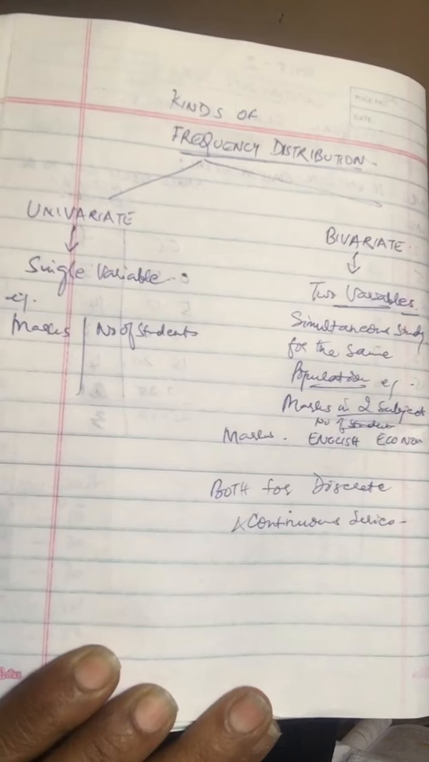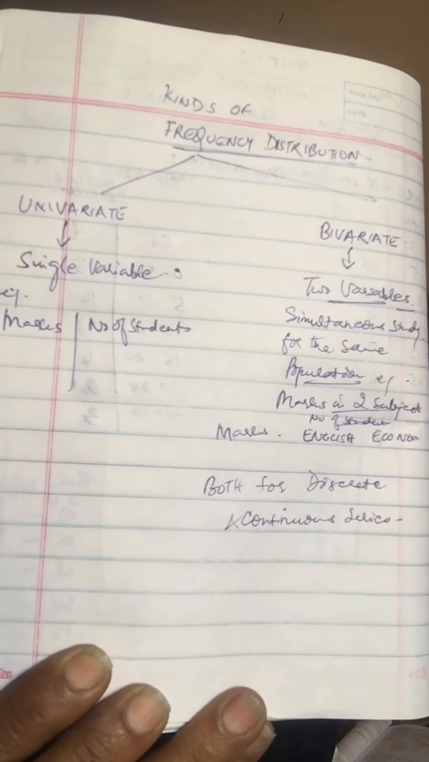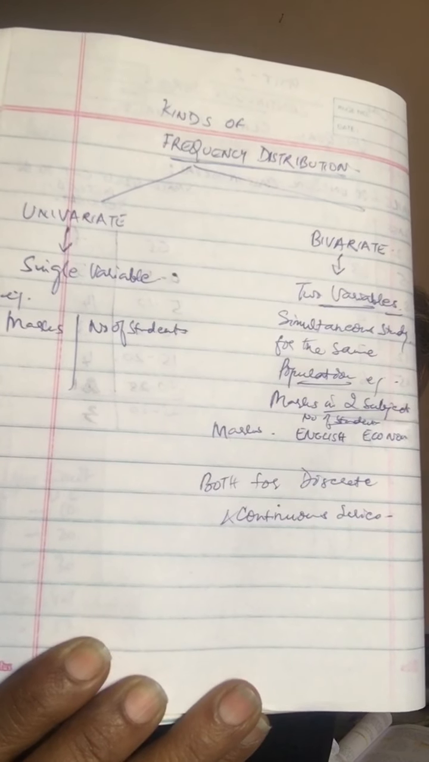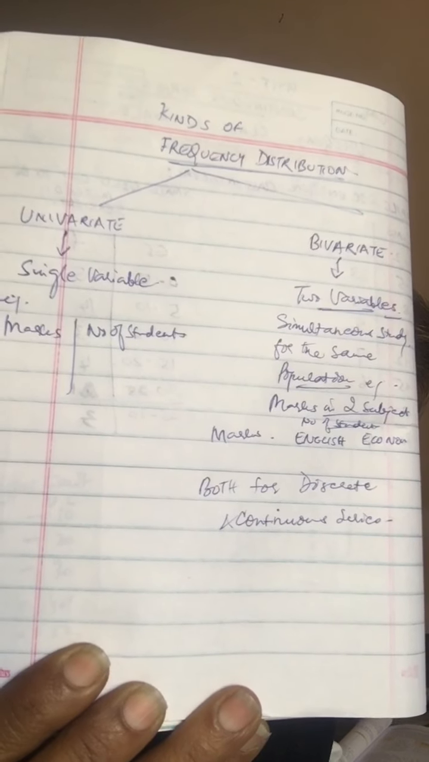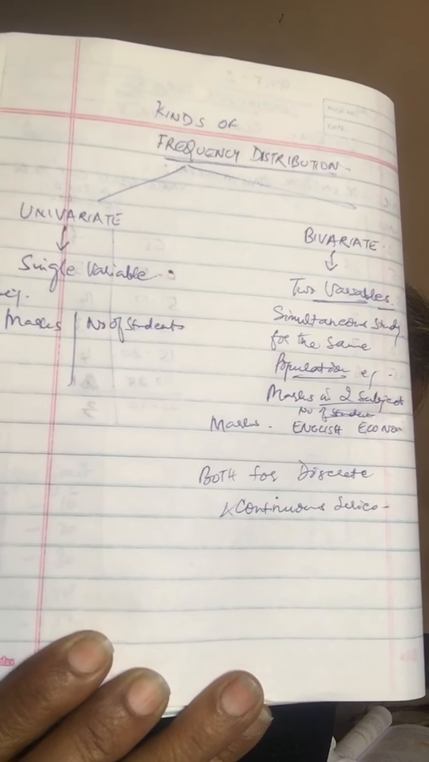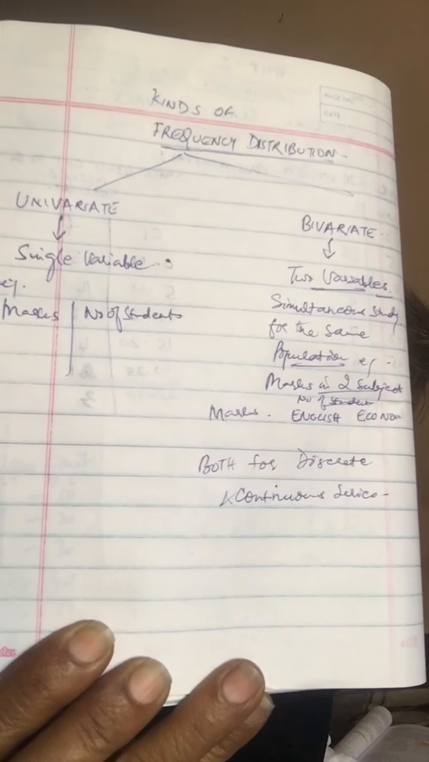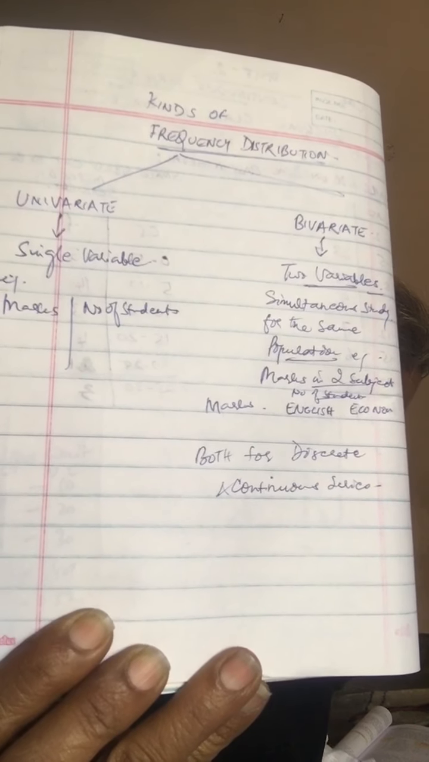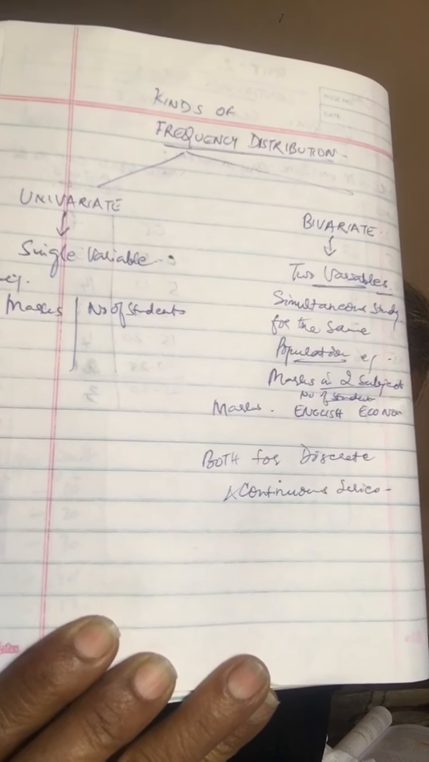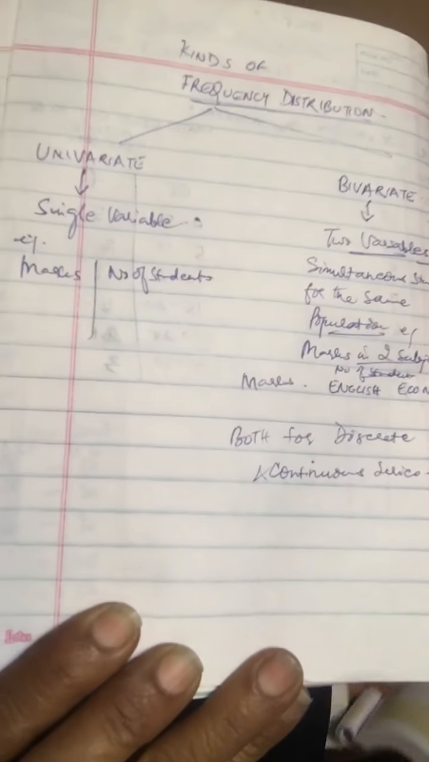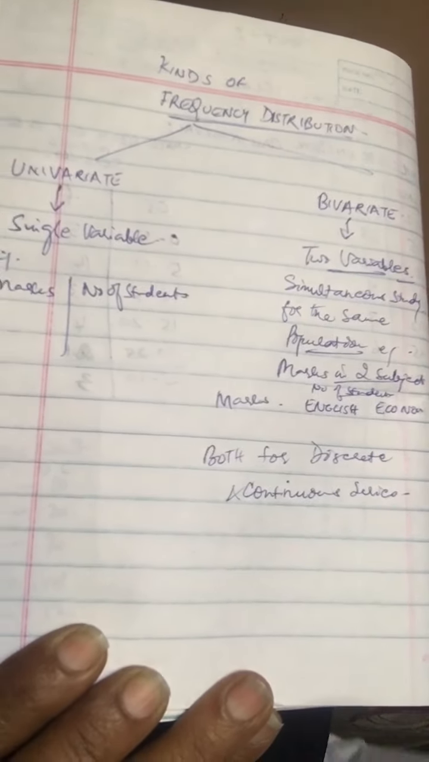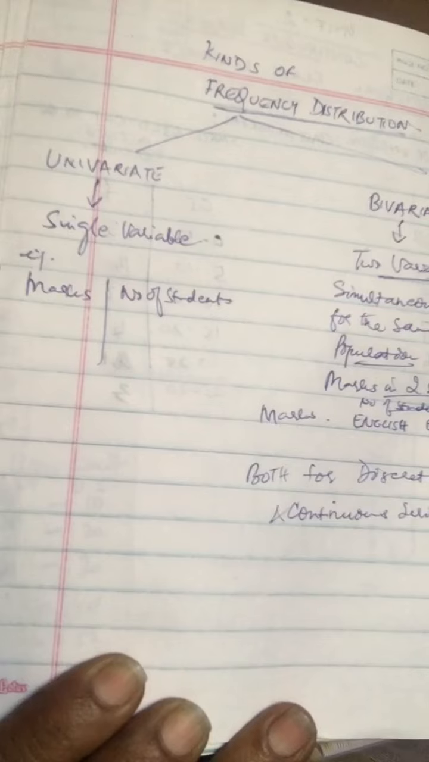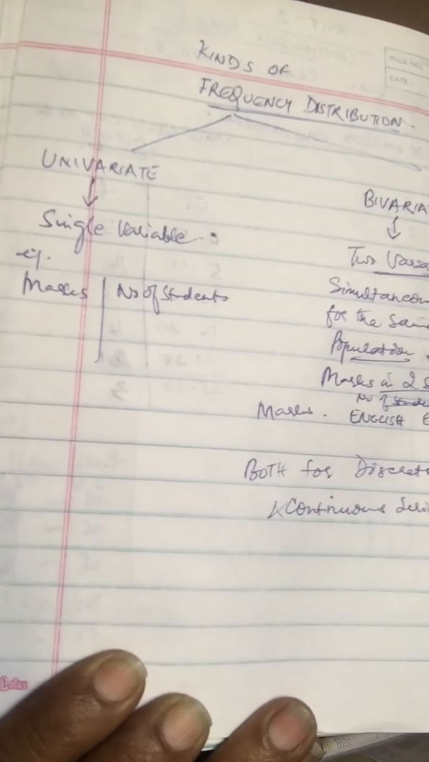So univariate frequency distribution, this is of a single variable. The distribution of students on the basis of marks obtained, as I spoke, it can be just marks for one particular subject. That will be univariate frequency distribution. And that could be discrete frequency distribution or continuous frequency distribution. So it can be a frequency array, as we've studied. We would call it frequency array or frequency distribution. Both ways you can have that univariate frequency distribution.